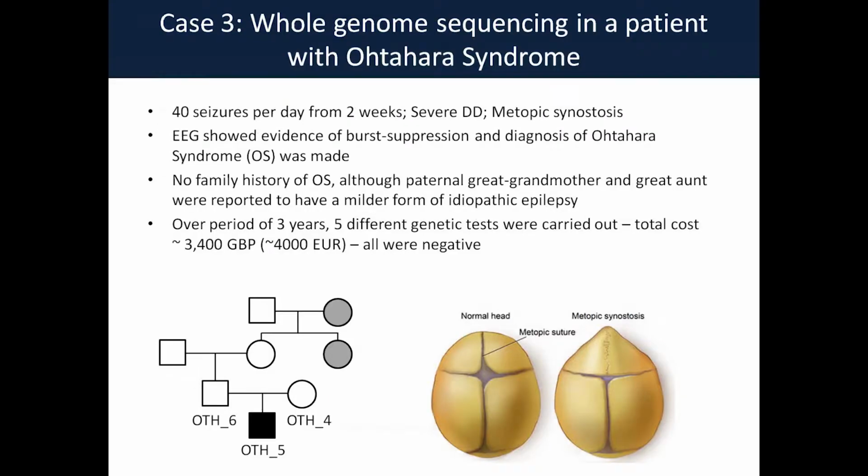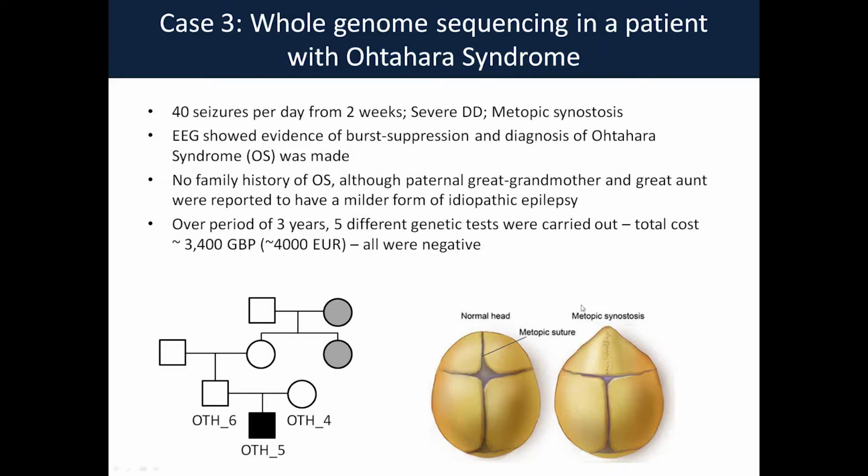So this was a patient with Ohtahara Syndrome. From the age of 2 weeks, they had 40 seizures per day, severe developmental delay, and also the metopic suture had fused prematurely. The EEG test showed that they had this peculiar electrical suppression pattern, which is diagnostic of Ohtahara Syndrome. There was no family history of this type of epilepsy, but there was other family history, a paternal great-grandmother and a great-aunt who were reported to have a milder form of epilepsy.